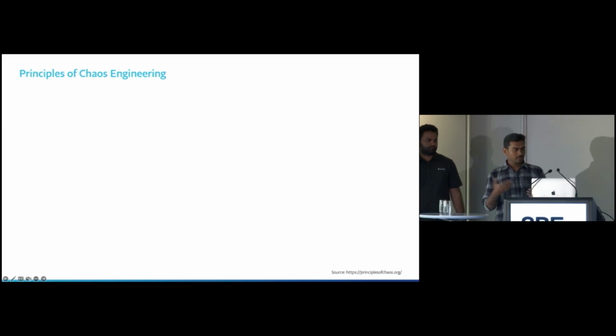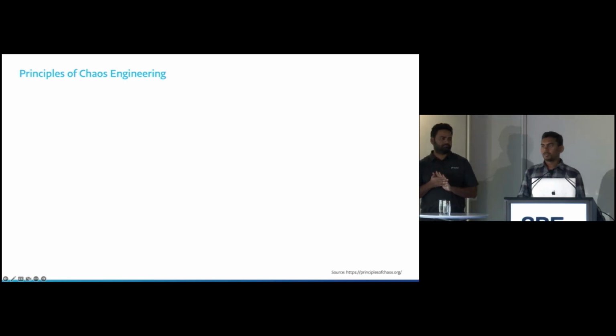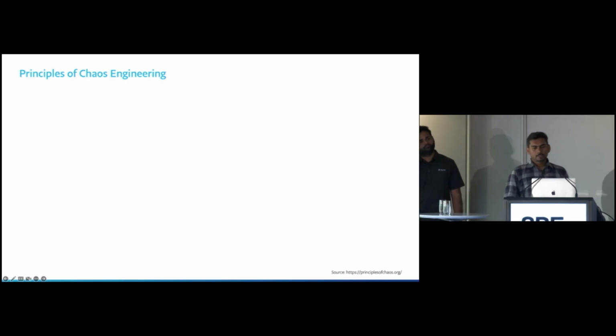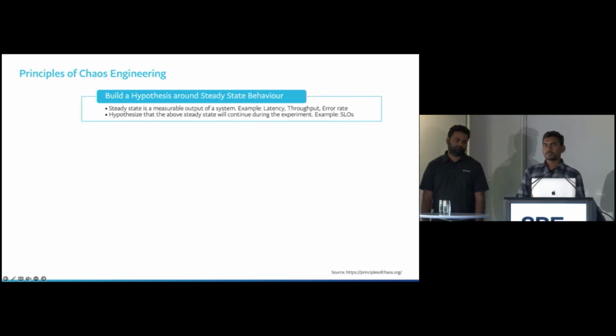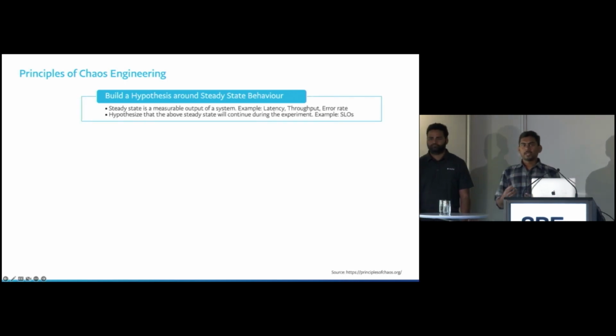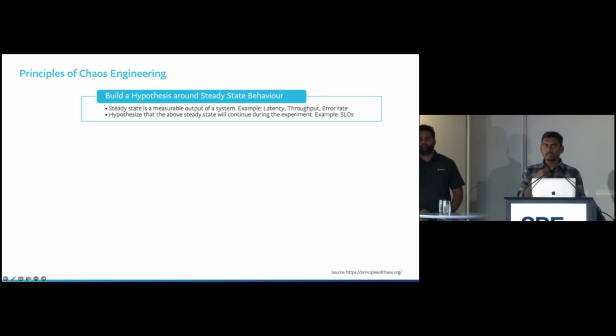Before we get into the principles, these principles were taken from the principlesofchaos.org website, which is a community-driven GitHub page by chaos practitioners. So let's get to the principles of chaos engineering. First and foremost, build a hypothesis around your steady state. So what is steady state? Steady state is a measurable output of your system. So make sure you know your system and identify metrics that actually represent the state of that system. That's your steady state.